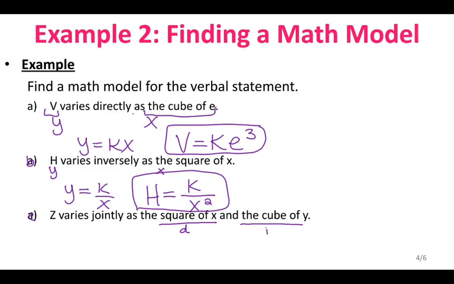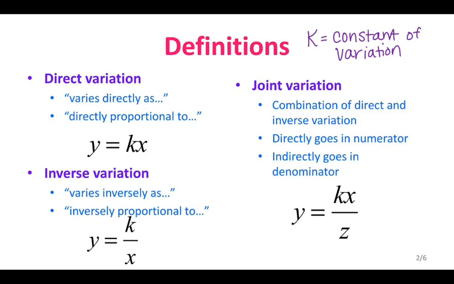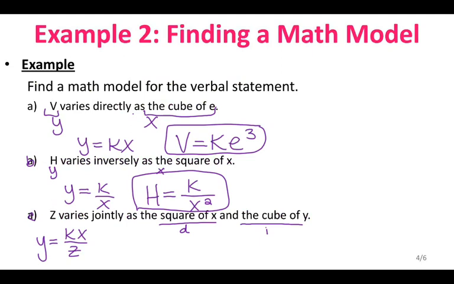So normally with joint variation, we have y equals kx over z. That's the formula that we had on this page. Then I'm going to put the other parts in for y, x, and z. So instead of y, I have z equals k, and instead of x, I have the square of x, because that's my direct variation. And instead of z, I have the cube of y, because that's my inverse variation. So those are the math models for these verbal statements using variation.